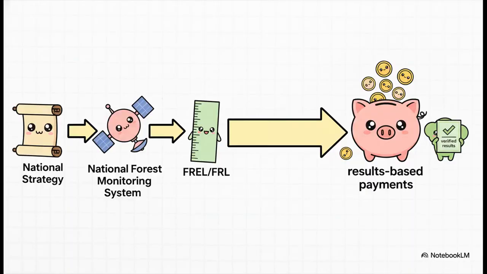So, to sum it all up, you can see how the whole system just interlocks. A national strategy provides the plan. The National Forest Monitoring System provides the data. That data feeds into a robust, technically assessed FREL/FRL, and measuring performance against that benchmark is what allows a country to demonstrate credible, verified results and finally unlock that international climate finance.